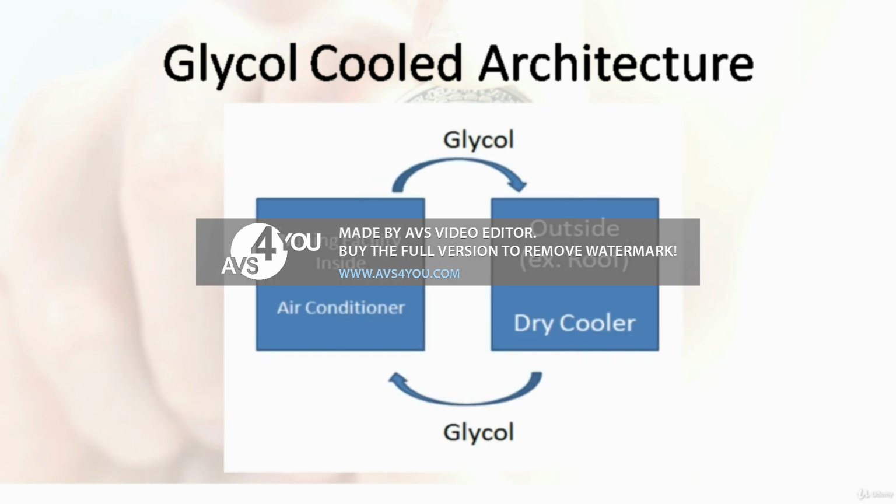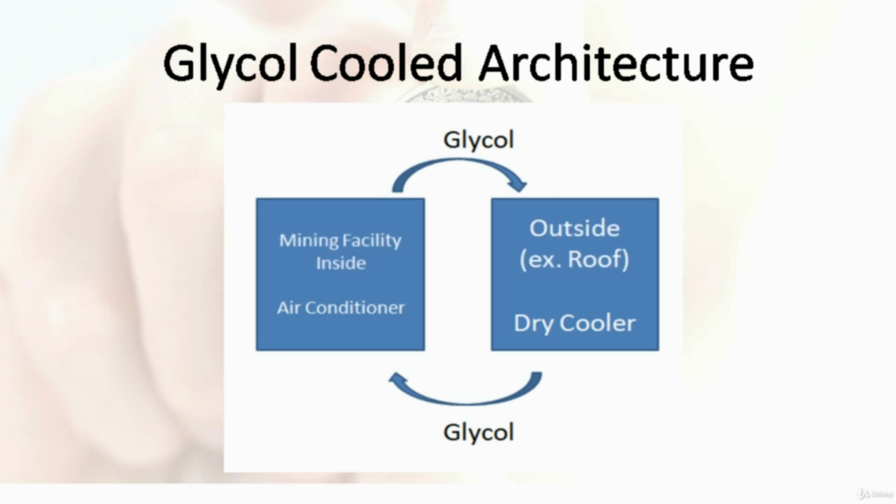The third common type is the glycol-cooled architecture. The glycol-cooled architecture differs from the air-cooled configuration by replacing the condensing coil with a heat exchanger that moves the heat into a secondary loop away from the cooling cycle that then goes to a dry cooler outside the building that transfers the heat to the ambient air.